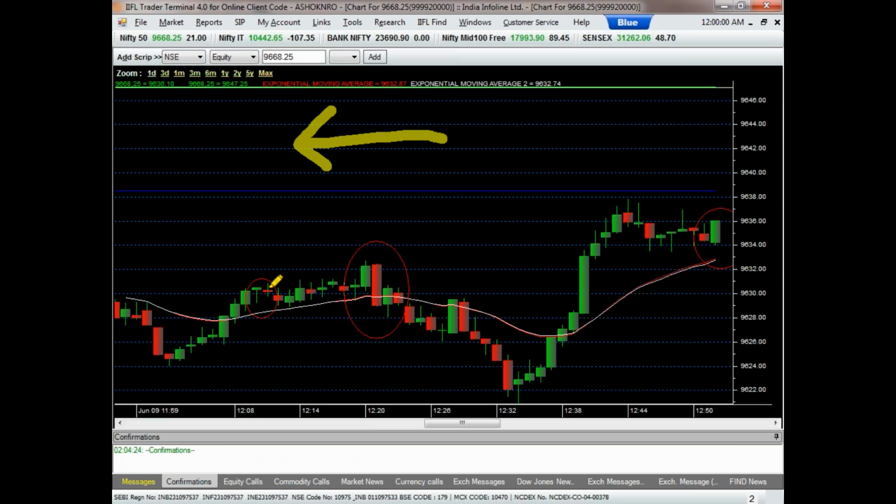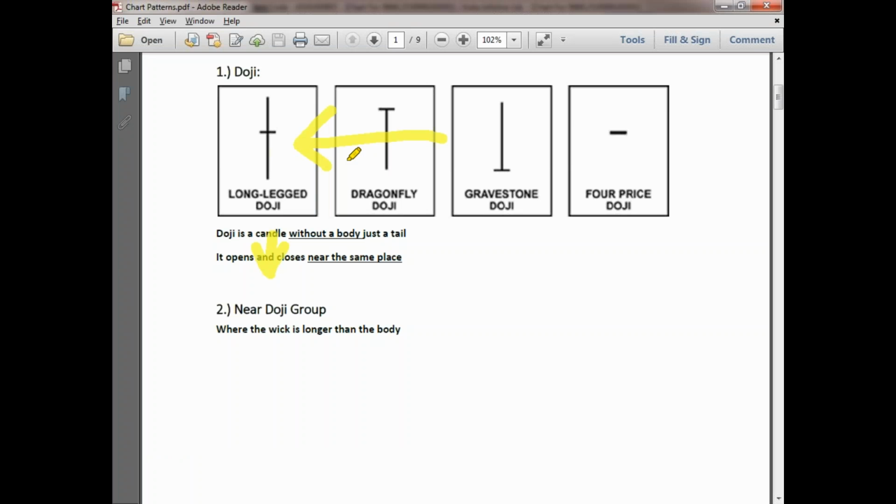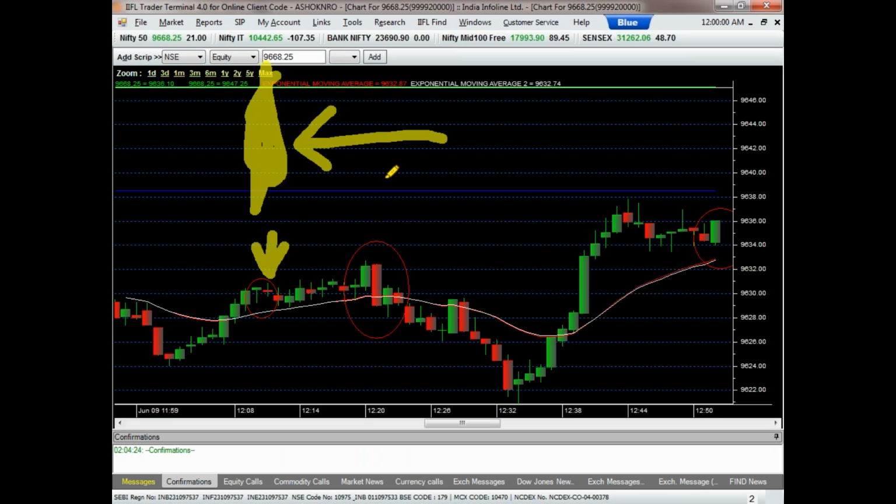Look at the top, there is a wick over here. Look at the bottom, there is a wick over here, and there is a very small body over here. It means that this one looks like the one which we see over here, that is a long leg doji, right? Doesn't it look similar? It does, right?